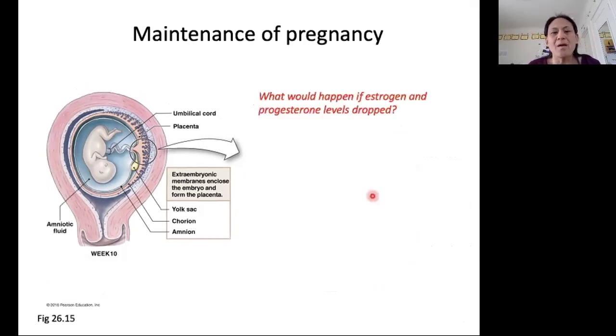Okay, so now let's take a look at how pregnancy is maintained. So I want to remind you that in the luteal phase of the menstrual cycle, we have high estrogen and progesterone levels. Okay, those are coming from the corpus luteum. Remember that if we don't have a pregnancy, then the corpus luteum is going to die and estrogen and progesterone levels are going to drop. So here's a question for you. Let's see if you can remember or think about what's going to happen if estrogen and progesterone levels drop. Think about that for a second.